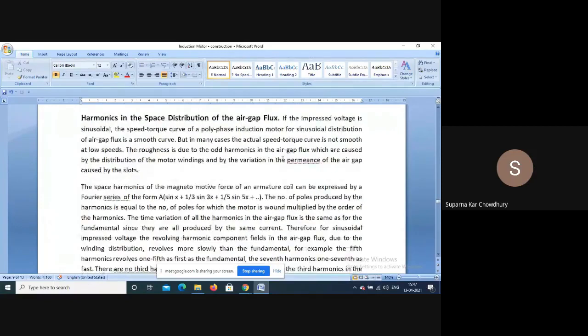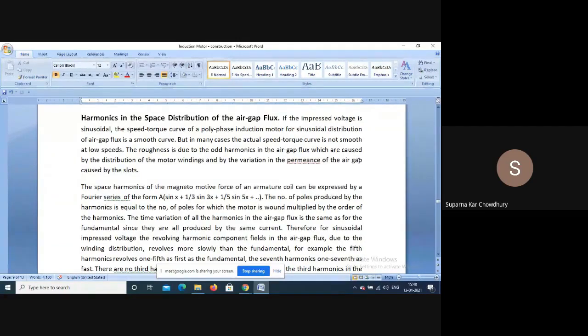Now there can be space harmonics also, that is, harmonics in the space distribution of the air gap flux. Now, if the impressed voltage is sinusoidal, the speed torque curve of the polyphase induction motor with sinusoidal distribution of air gap flux is a smooth curve, what we have derived earlier. But in many cases, the actual speed torque curve is not smooth. Some ripples can be seen at lower speed. This roughness is due to odd harmonics in the air gap flux, which are caused by the distribution of the rotor and stator winding and by the variation of the permeance of the air gap caused by the slots.